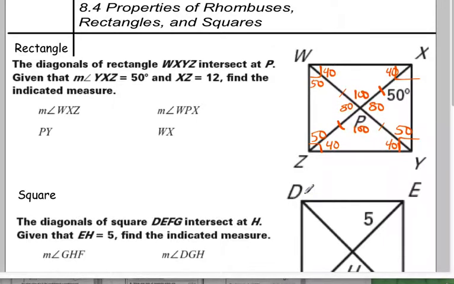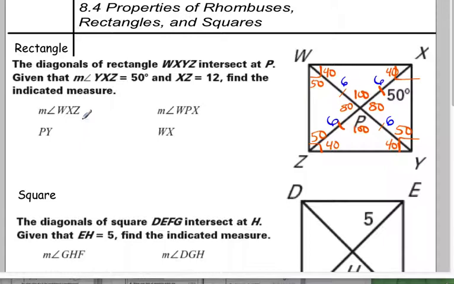And let's see, some are asking for angles and some are asking for side lengths. And up here they gave us one, they said XZ is 12. That's the entire diagonal, and so that means that each side of it is 6. And so that means that all the diagonals are 6. So let's see what all we can answer just from that.